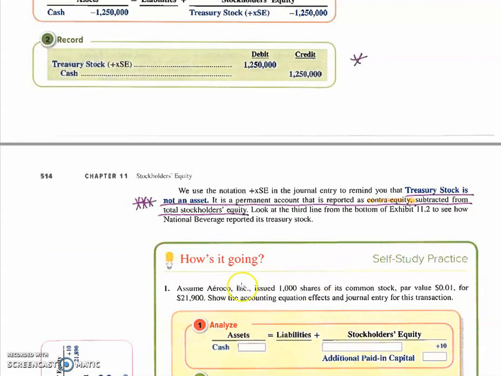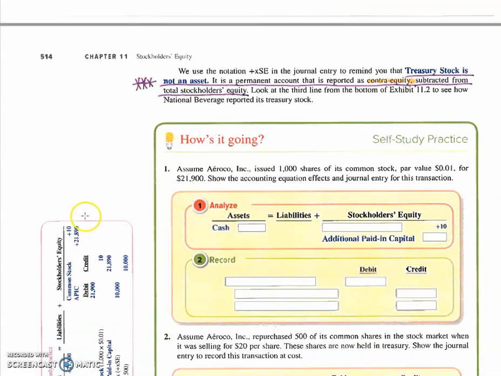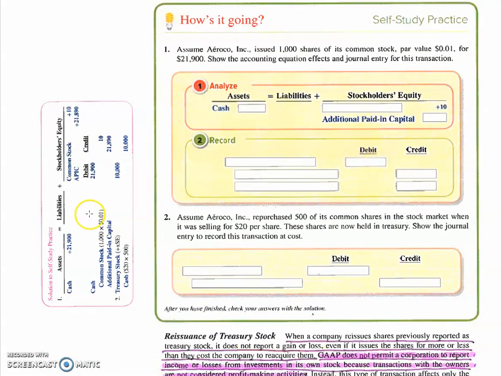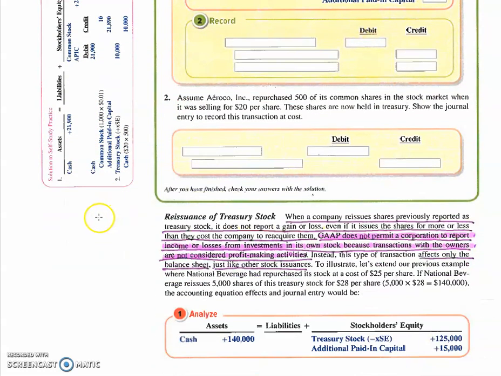Okay, now again, I talked about this earlier. Treasury stock is not an asset. It is a permanent account, but it's a contra equity account, reducing the amount of total stockholders' equity. Okay, they give you a practice problem there. You can work through it. Here are the answers, and I encourage you to work through those.